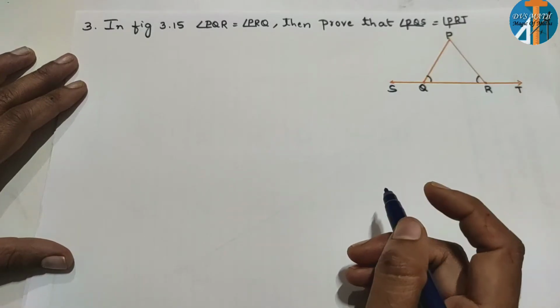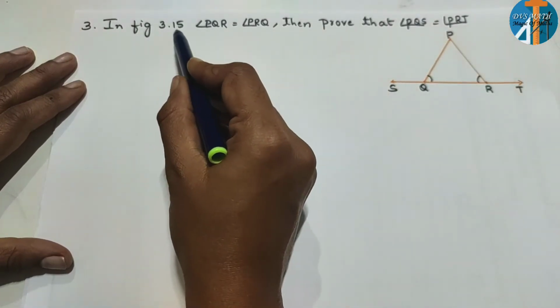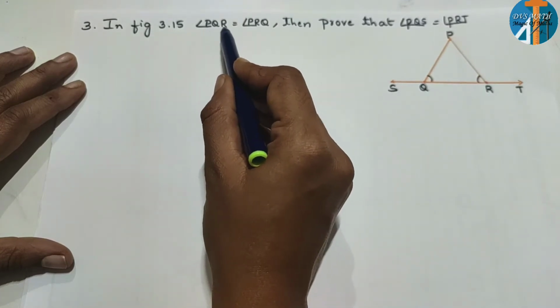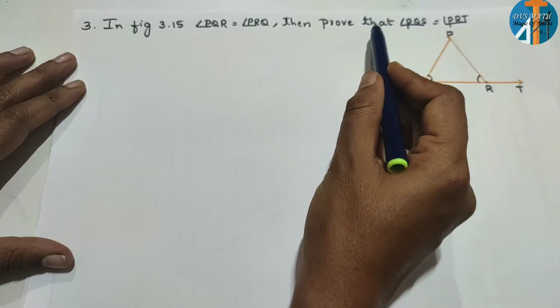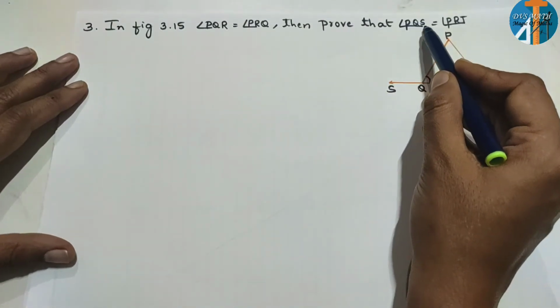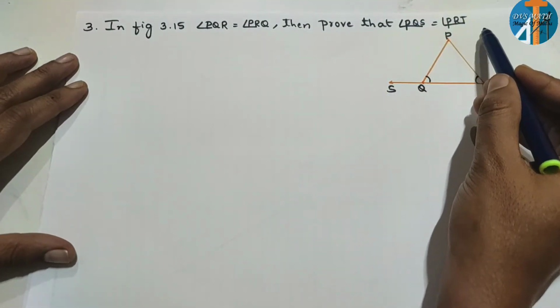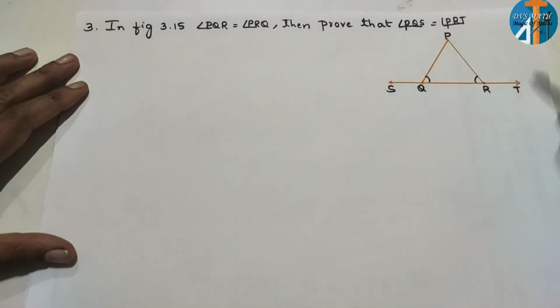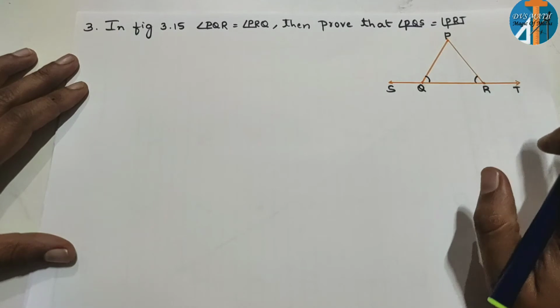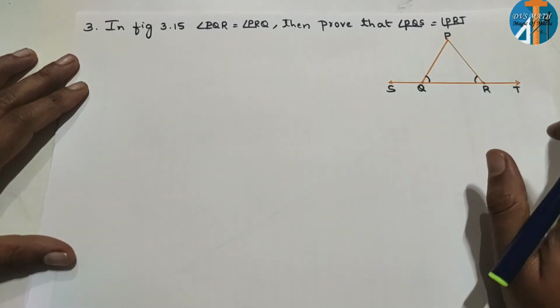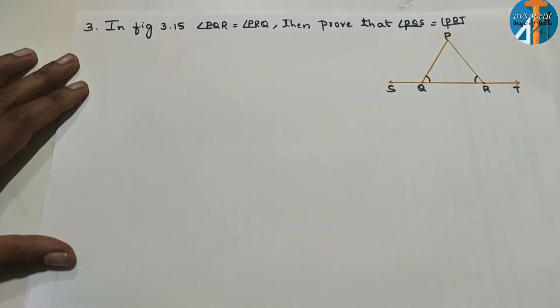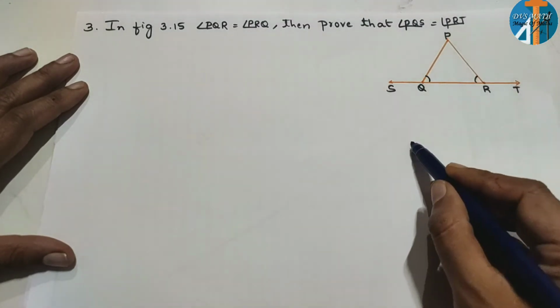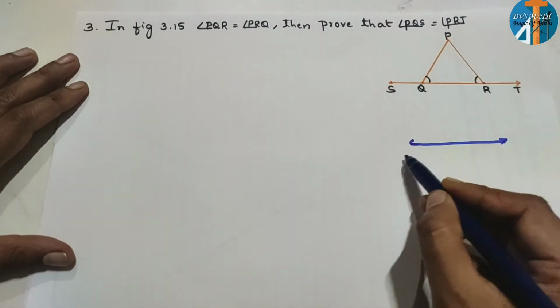Question number 3. So in figure 3.15, angle PQR is equal to angle PRQ. Then prove that angle PQS is equal to angle PRT. Observe the figure. Don't think about this triangle. Here we no need to find any triangle area. Only observe. In this, here I am considering two figures. Observe here. So the first figure is like this.